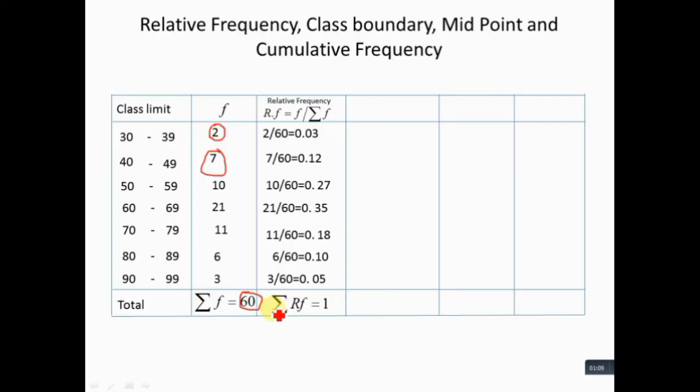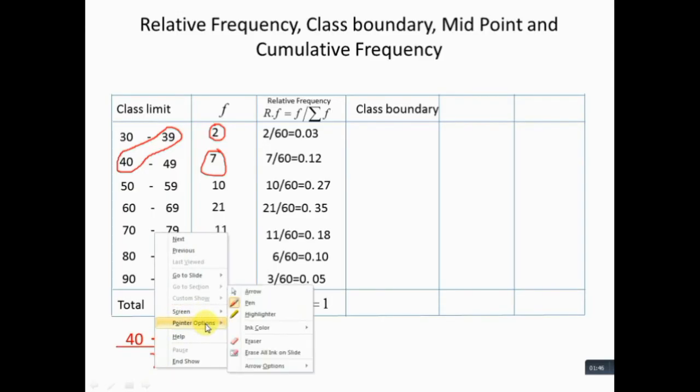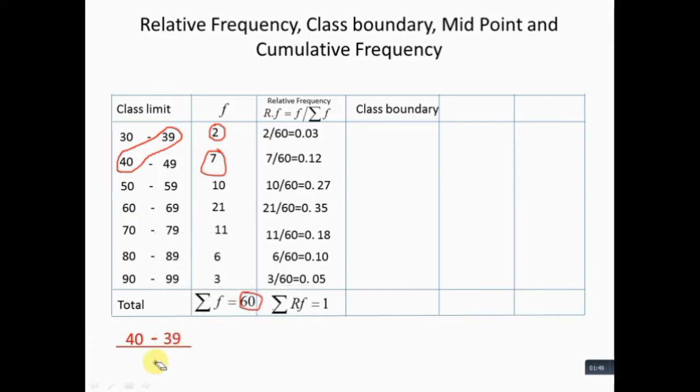In the fourth column, you will learn how to find the class boundaries from the class limits. First of all, subtract the upper class limit of the first class from the lower class limit of the second class, and then divide it by 2. Whatever the answer is, subtract that answer from all lower class limits. In this way, you will get the lower class boundaries. And then add this answer to the upper class limits to get the upper class boundaries.